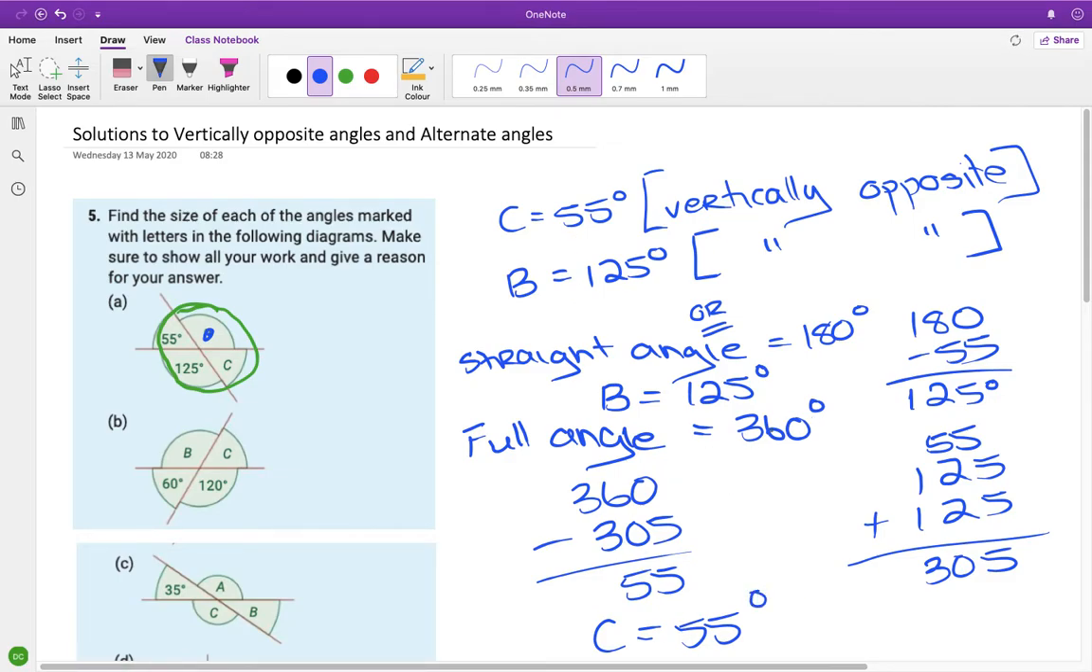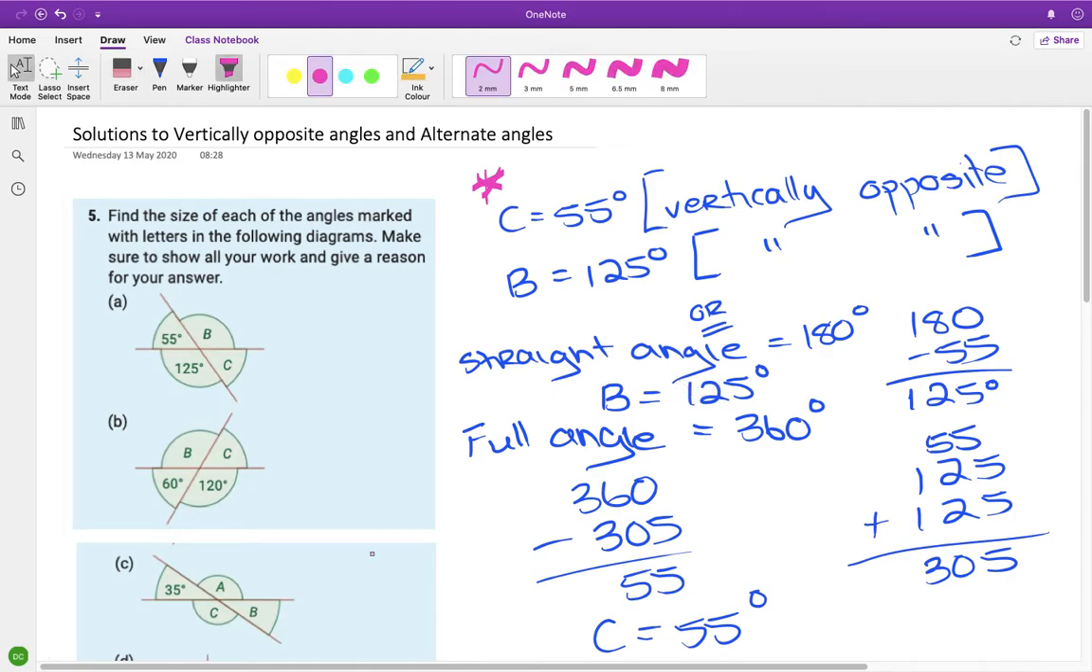Now, I'm not suggesting that this is the way I wanted you to do it, because I was teaching you vertically opposite, so I wanted you to do it that way. I'm just saying, if anybody looked at it and thought, well, why did I need to do vertically opposite there? Why couldn't I just use the stuff we were using the other day? You can. There is a couple of ways to do that question and get the same answers. Vertically opposite is probably the easiest because it doesn't actually require any calculation, where obviously these ones do require additions and subtractions. I just wanted to show you.